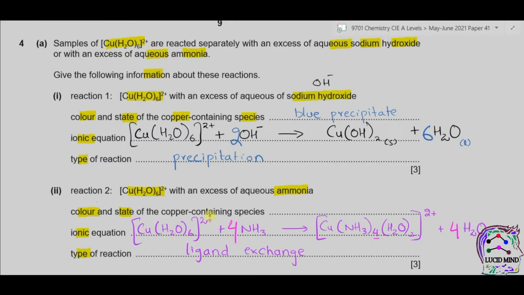Now the color and state of the copper-containing species. Cu(H2O)6 2+ gets converted into this complex. The color is dark blue, so we can write dark blue, and the state is that it will be aqueous or solution.